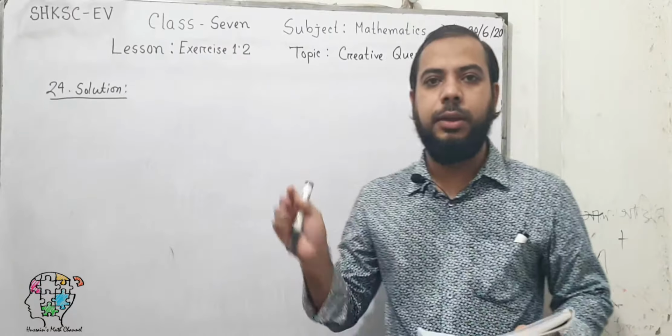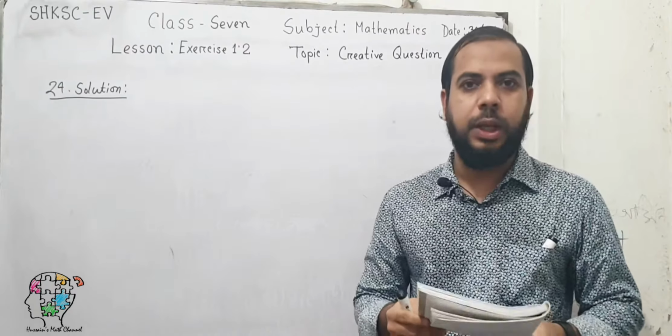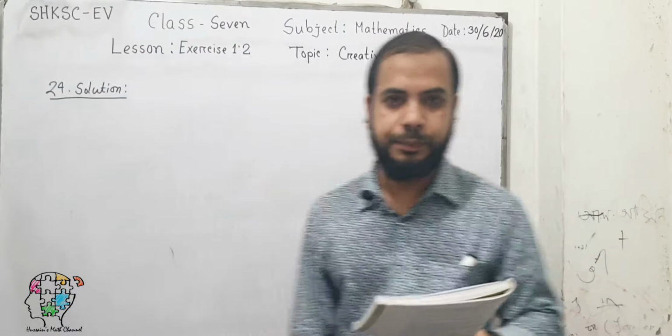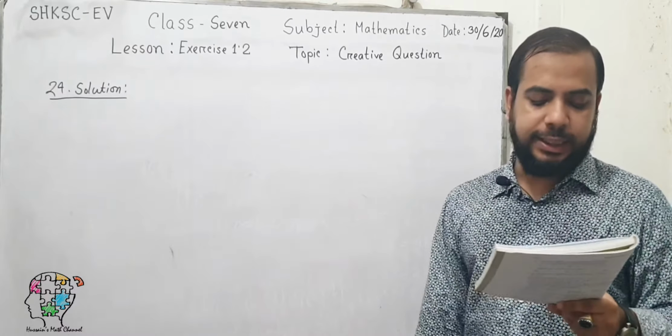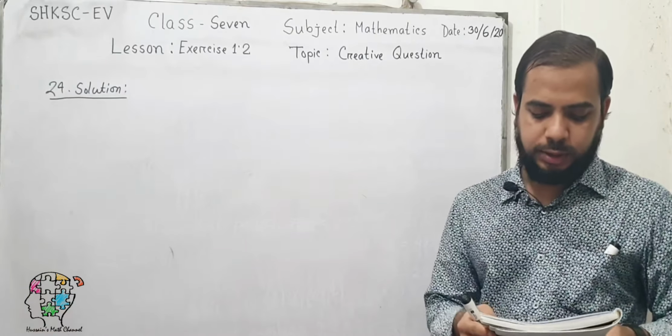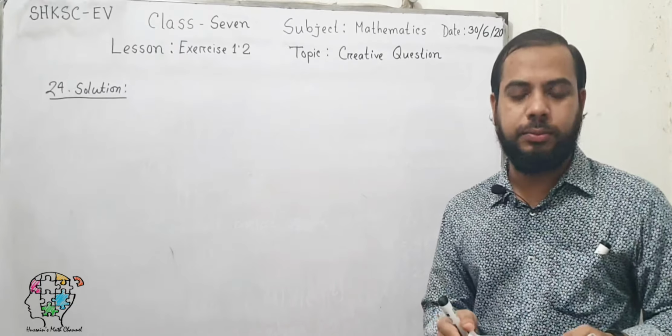Okay, now we will start question number 24. At first we read the question. Troops can be arranged in 6, 7 and 8 rows, but not in a square form.